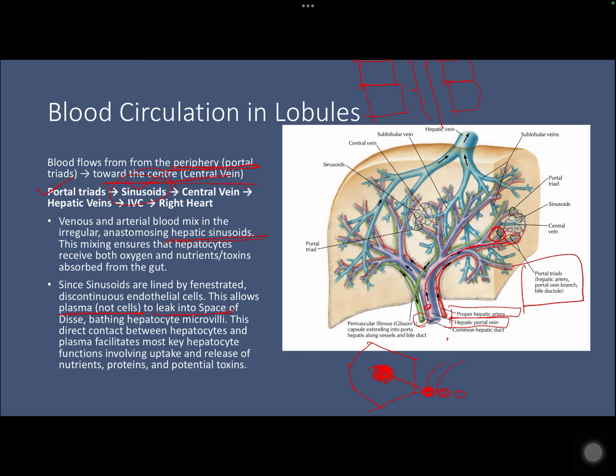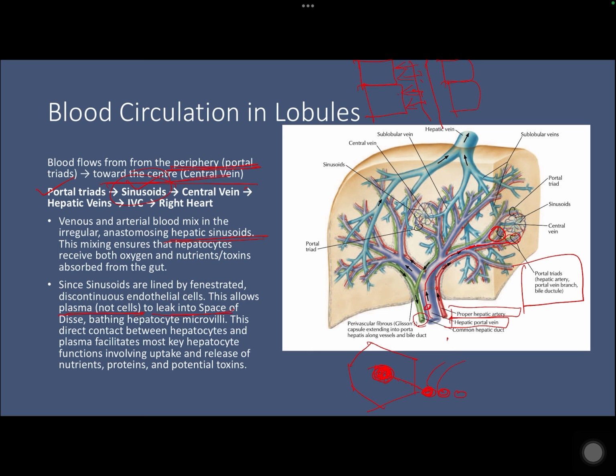So as the blood flows through this hepatic sinusoid, since it contains fenestrated cells, the plasma leaks out into the space of Disse. Once the plasma leaks out into the space of Disse, the hepatocytes, which have a large number of microvilli, come in direct contact with the plasma. From this plasma, they absorb, or take up, proteins, toxins and nutrients.